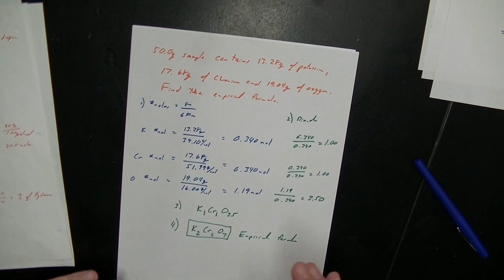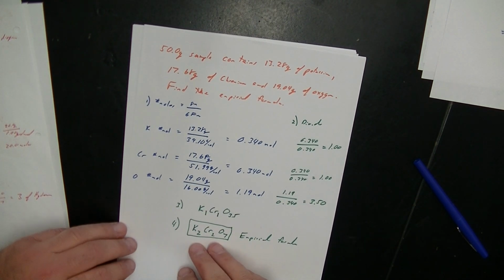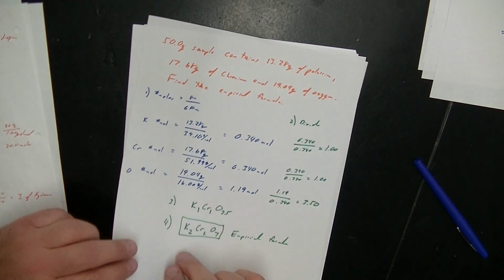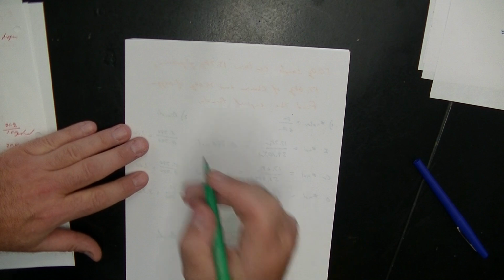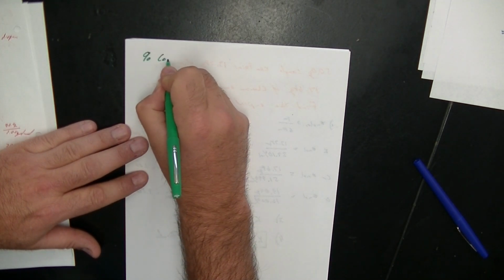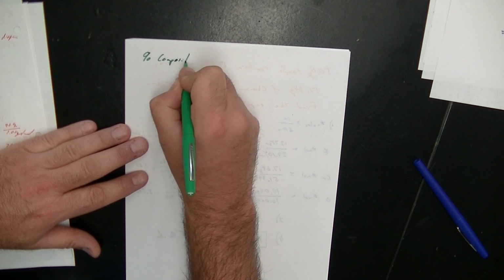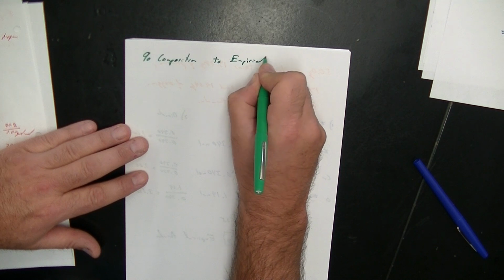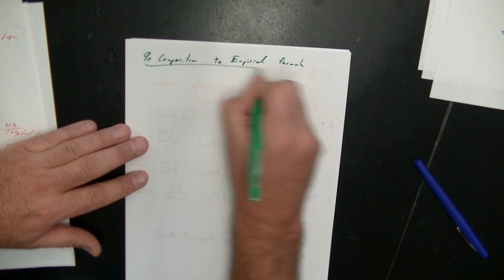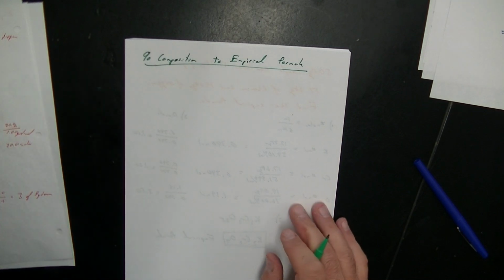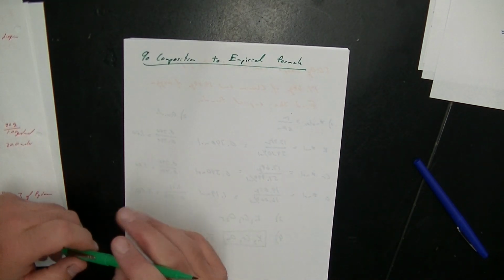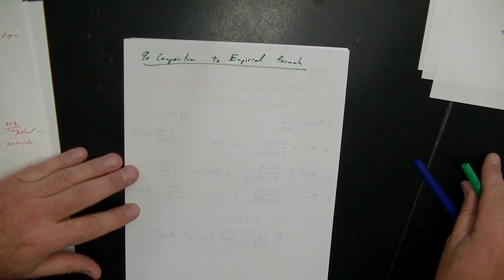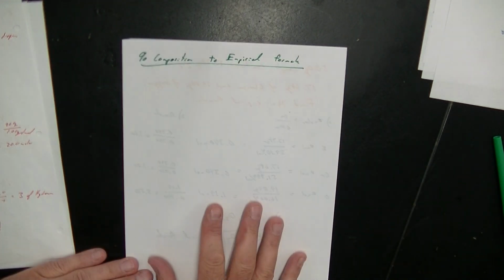All right. Let's try another variation of this. Again, there's going to be lots of variations of these, and you're just going to have to figure out what you have to do. So this is percent composition to empirical formula. This is just another type of problem that you'll see. And they're all interrelated. Okay, so I'm going to do this one by example.